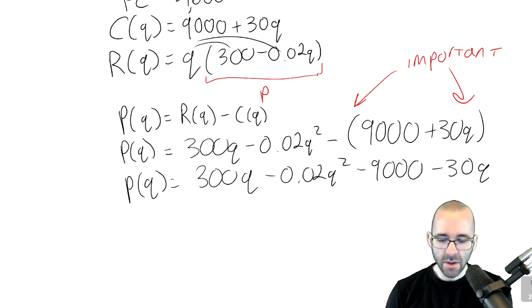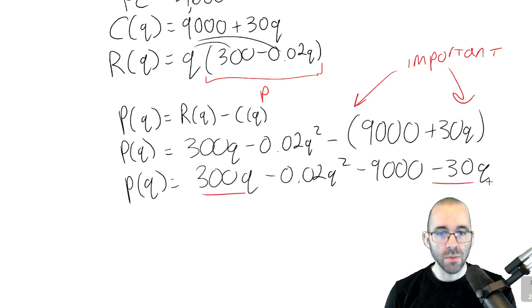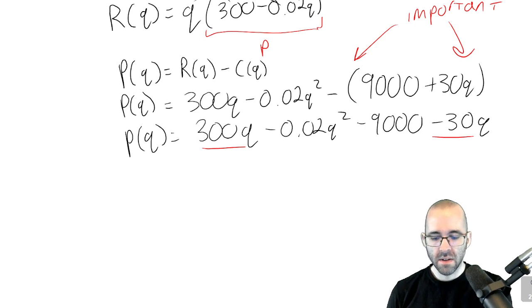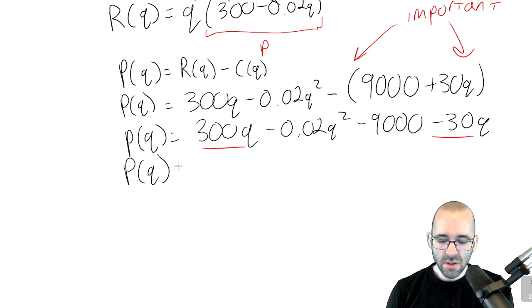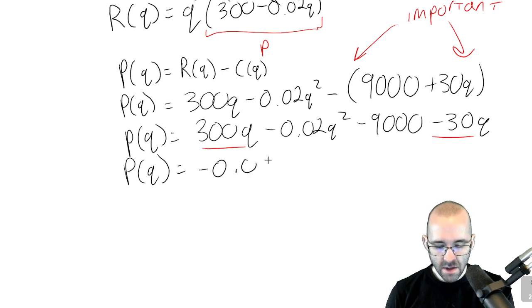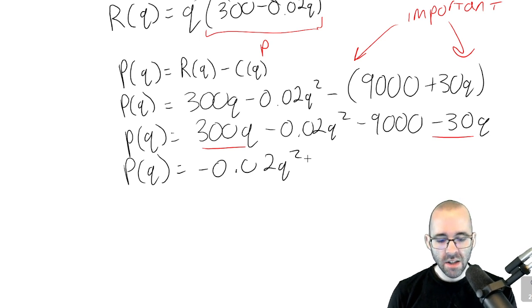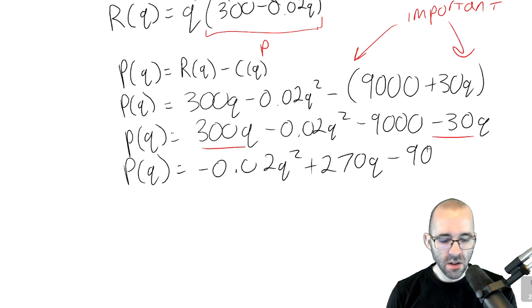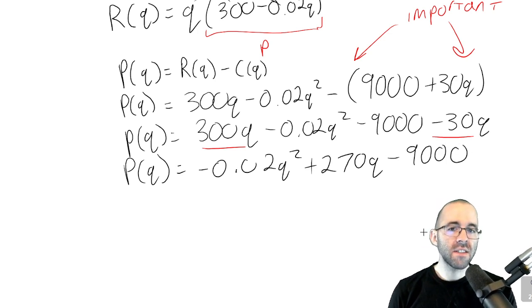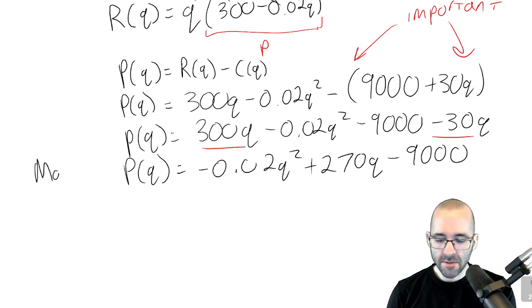And you can simplify a little bit more by combining like terms. So our profit function is, let's write it in standard form, plus 300Q minus 30Q. We only have 270 Qs now. And this is what we want to maximize.